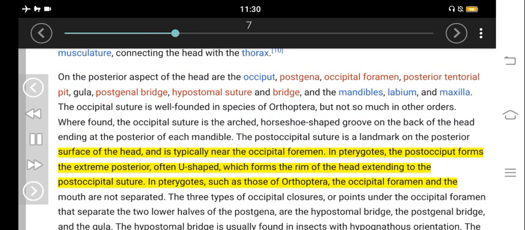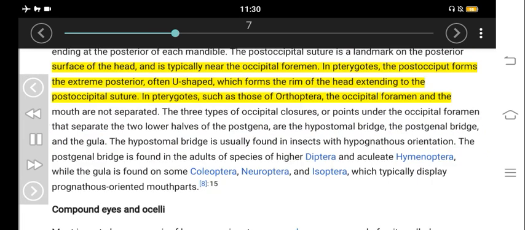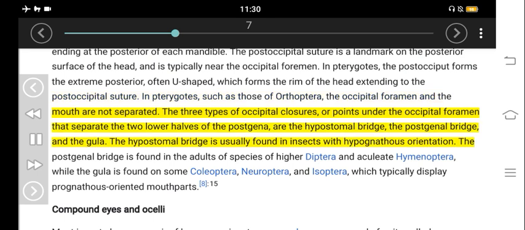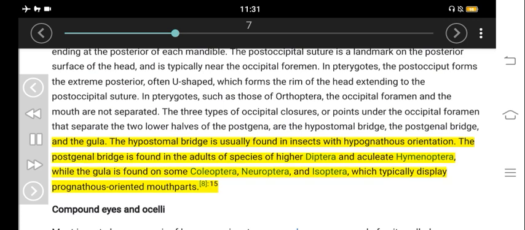In some insects, the postocciput forms the extreme posterior, often U-shaped, which forms the rim of the head extending to the postoccipital suture. In some insects, such as those of Orthoptera, the occipital foramen and the mouth are not separated. The three occipital closures, or points under the occipital foramen that separate the two lower halves of the postgena, are the hypostomal bridge, the postgenal bridge, and the gula. The hypostomal bridge is usually found in insects with hypognathous orientation. The postgenal bridge is found in the adults of species of higher Diptera and aculeate Hymenoptera, while the gula is found on some Coleoptera, Neuroptera, and Isoptera, which typically display prognathous-oriented mouthparts.